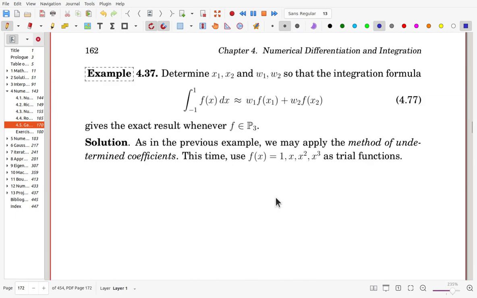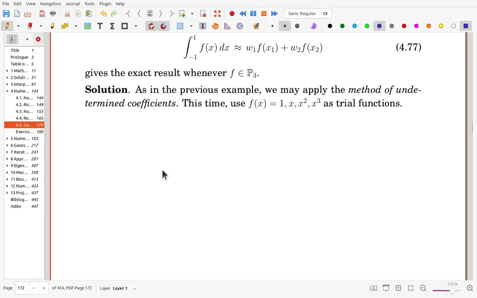Okay, let's see here an example. Determine x1, x2, w1, w2 so that the integration formula gives exact result whenever f is chosen from cubic polynomial space. Okay. As in the previous example, we try to use a method of undetermined coefficients. In this case, we use f is 1, x, x squared, x cubed as trial functions. Let's do it.